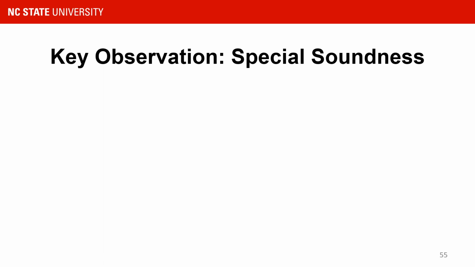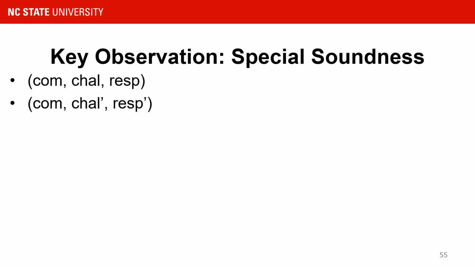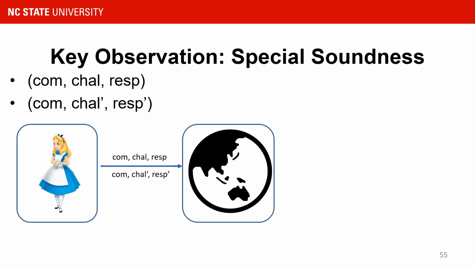Okay, with two transcripts, let's say COM, CHAL, and RESP, and COM, CHAL prime, and RESP prime, it's possible to use special soundness to extract the signer's identity, which means if Alice signs once, it hides her identity. That's what we want in a ring signature because the Sigma protocol is zero knowledge. But if she signs again, she's forced to use the same COM, a different challenge, and a different response, which allows anyone to extract the identity.